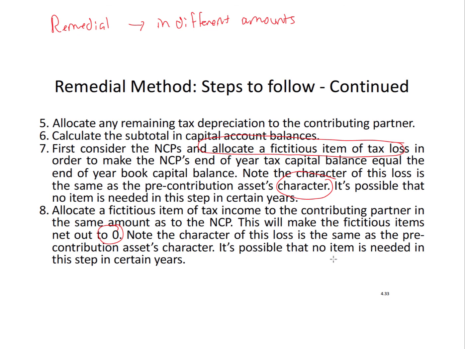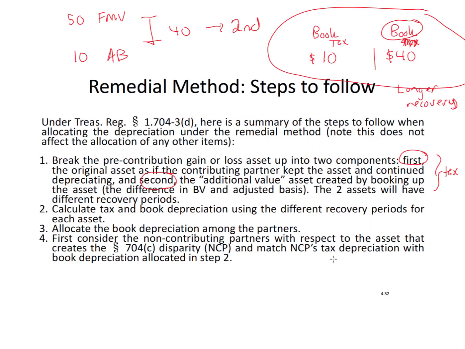So the idea is it's very similar to the other method, right? The traditional method of curative allocations. The key distinction is that your numbers can change in multiple years. You can always have this notional amount because it balances to zero. And again, you break the asset into two parts. It's like two different types of assets, if you will.